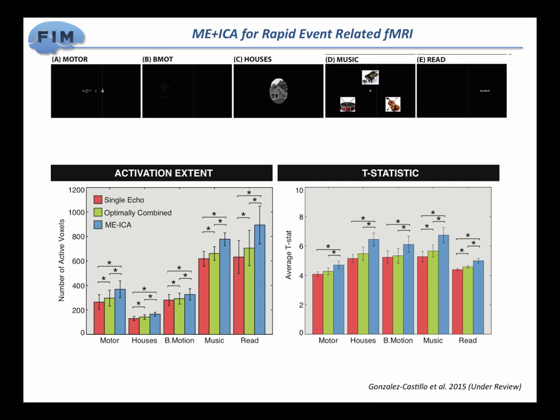We decided to test it for task-based in general because most of the studies that have used MICA have been based on resting state, so we decided to give it a go with task-based. In this case, we played with 5 different tasks on a fast event-related paradigm. And what we can see is that for all of the different tasks, there is always a significant increase in activation extent from just using the middle echo, to optimally combined, to MICA, and the same in terms of T-stat. Significant, it's not huge.